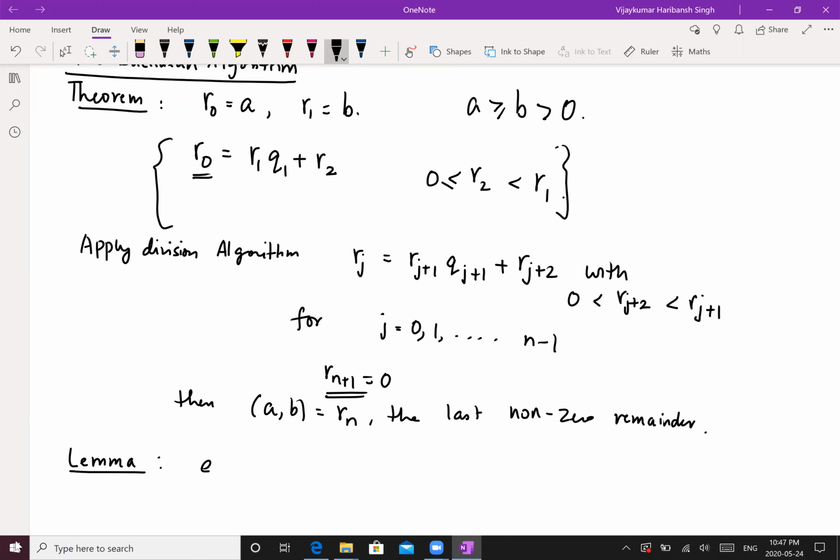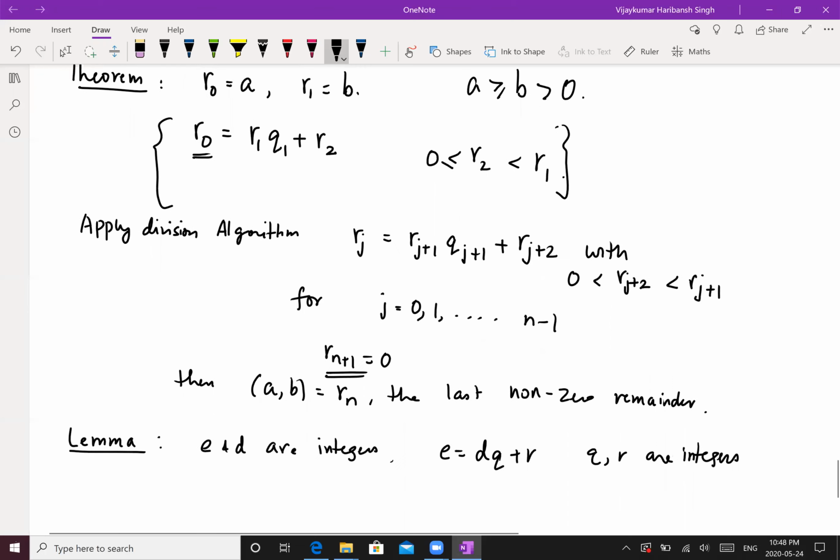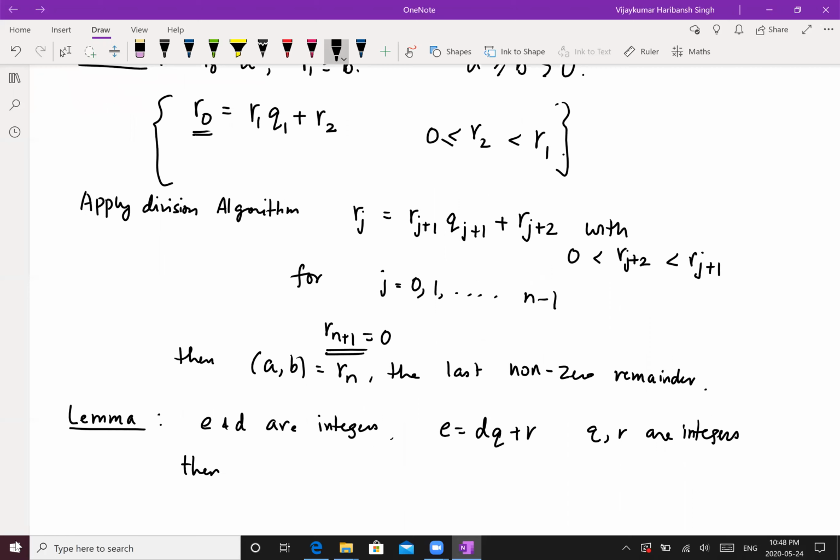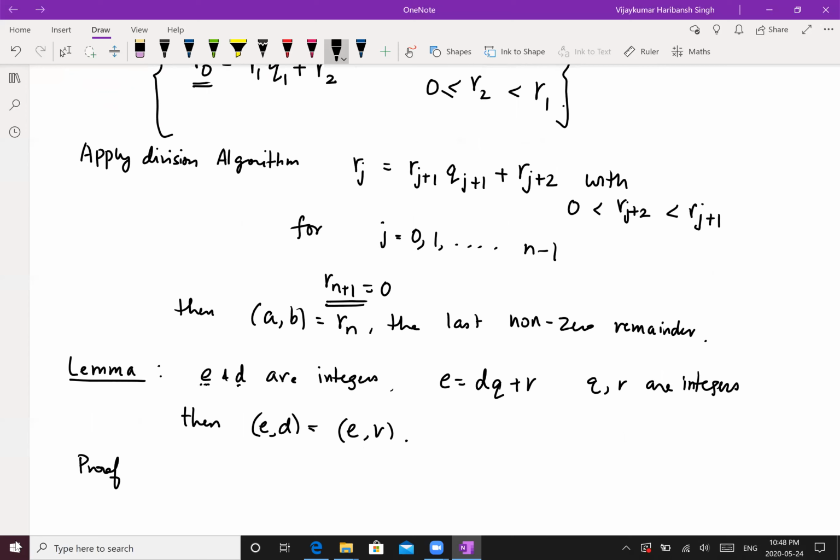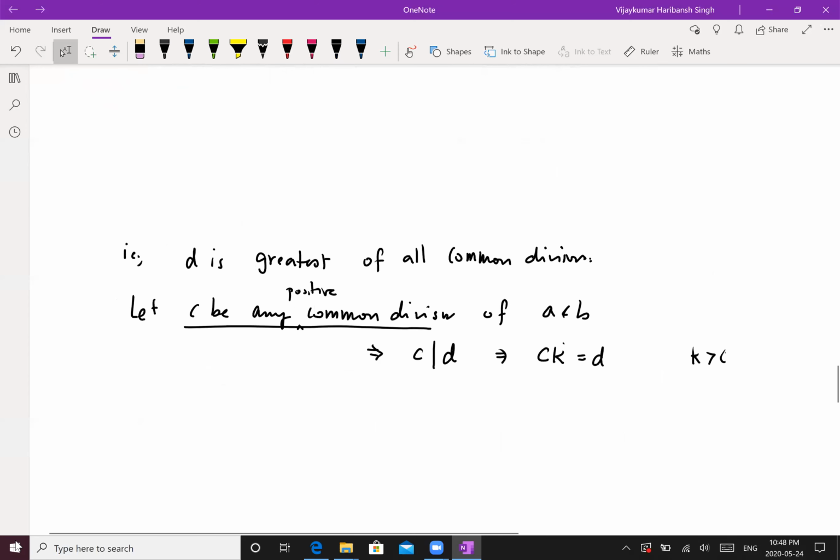The lemma is: let D and E be integers, where E equals DQ plus R, where Q and R are integers. Then GCD of E and D is the same as GCD of D and R. The proof is actually a straightforward application of a theorem we saw earlier.